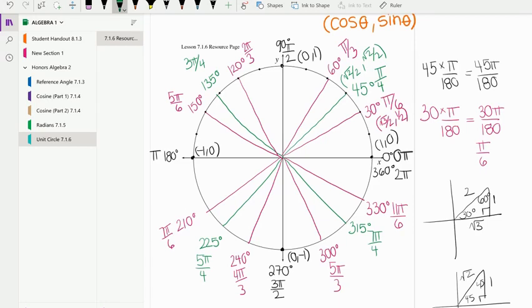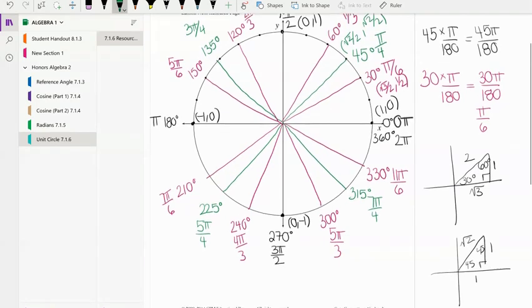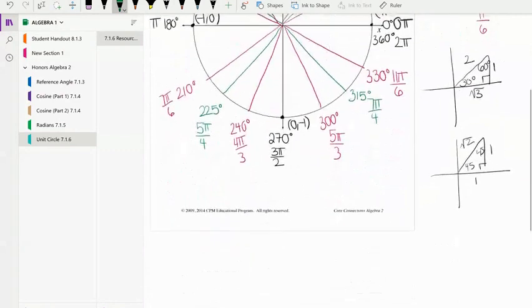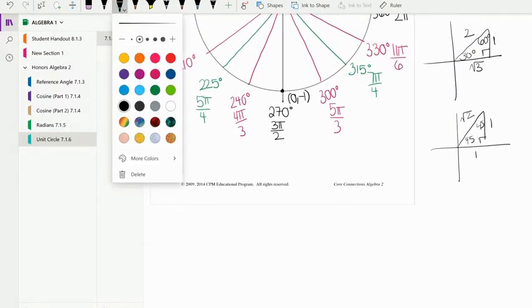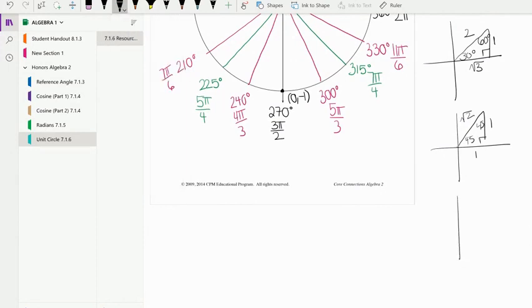But we are going to do this, and then I think we will remember the pattern from when we did the Ferris wheels. So next would be 60. So again, I'm going to draw my special right triangle. So I have 60 degrees. So 60, 30, 90. Opposite of 60 is root 3. Opposite of 30 is 1. Opposite of 90 is 2.